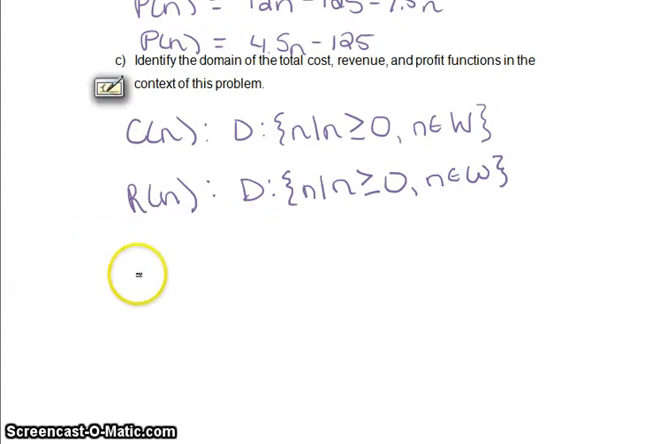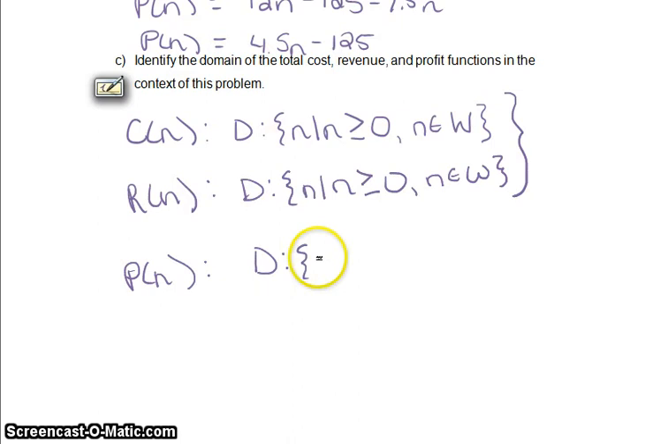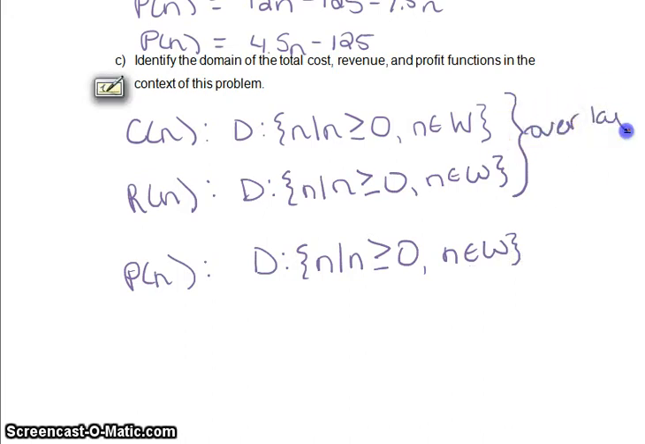Then to find the domain for your P of N, if you remember, this is the overlap between the two functions. And if you notice, they are the exact same domain, so that means P of N will have that exact same domain as well. So we have N such that N must be greater than or equal to 0, where N must be an element of whole numbers, and close it off with a curly bracket. Just make sure that is the overlap. If you didn't graph it, you can tell just by looking at the two domains and seeing where that overlap is.